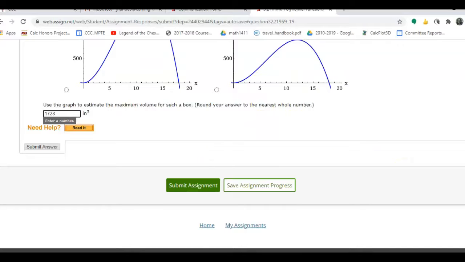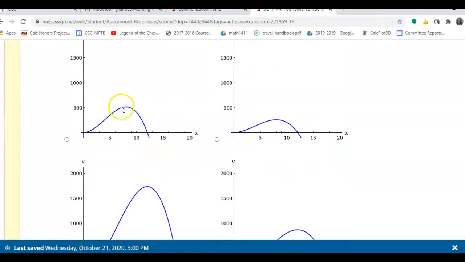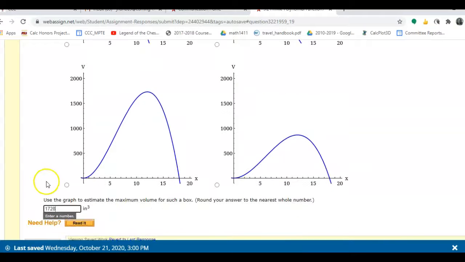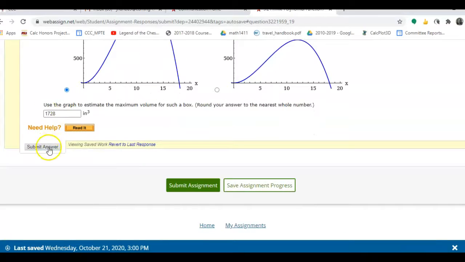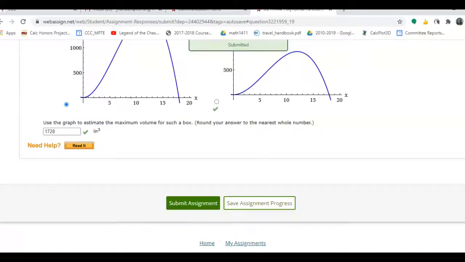1728. So it's clear this is too low. It could be this. Let's check the other two just to be safe. Yeah, that's too low. So it's definitely this one. So you needed to find the maximum to be able to do this. All right, let's submit that. Let's see. Yep. Okay, hope that helps.